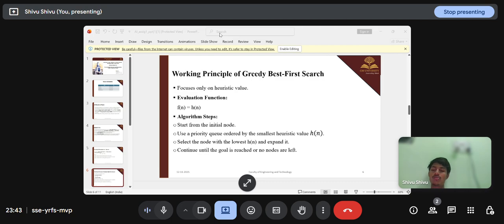So choose the most promising node closest to the goal according to the heuristic and explore its neighbors. And next, continue until the goal is reached or no nodes are left. It means keep doing this until you find the goal or you run out of nodes to explore. And next slide.